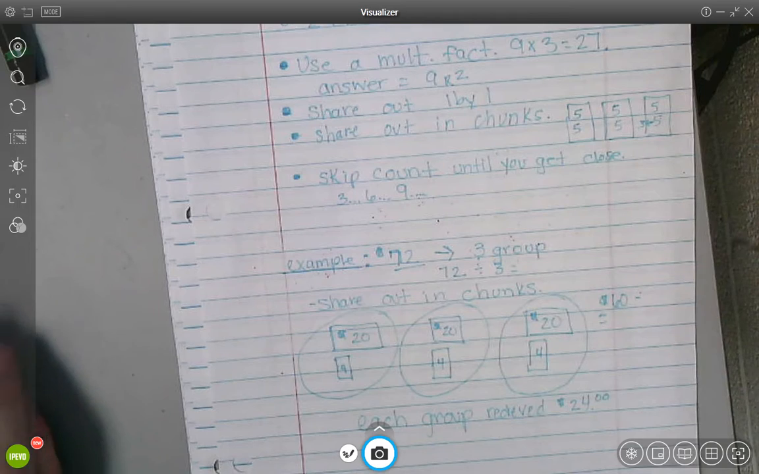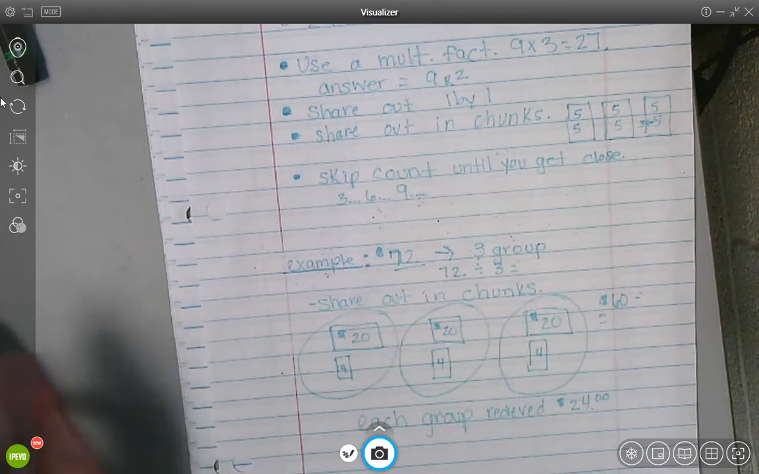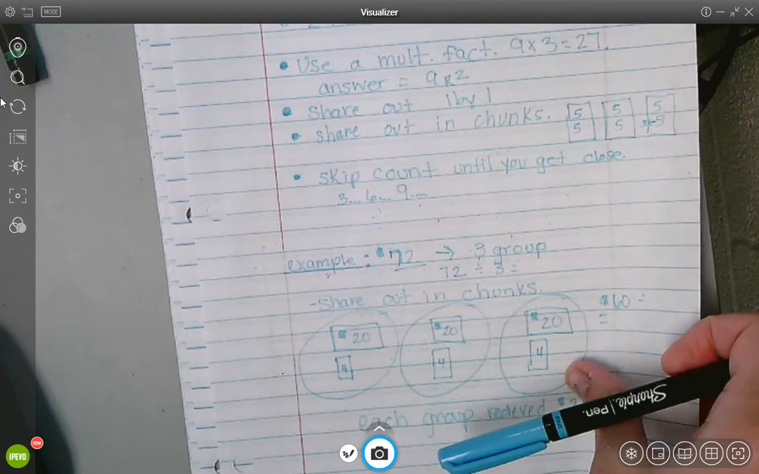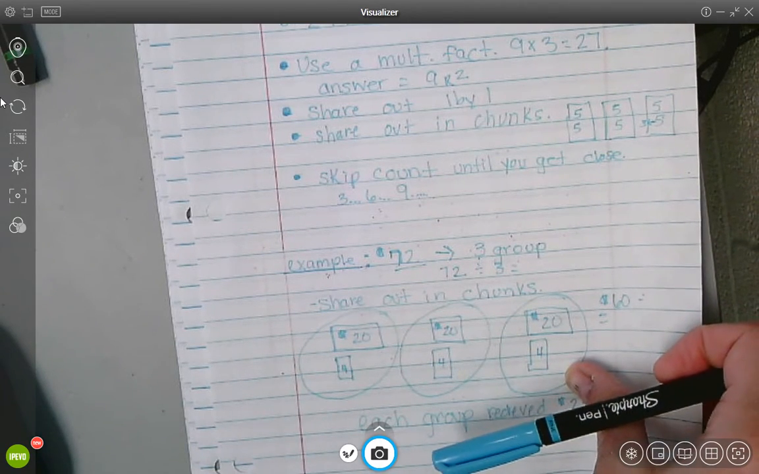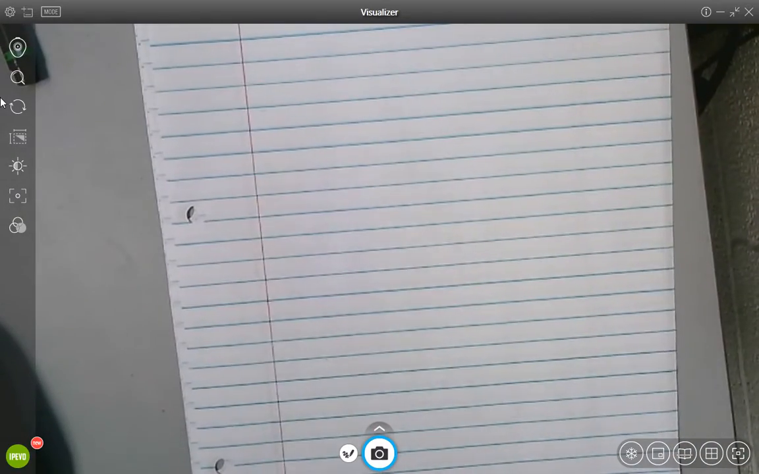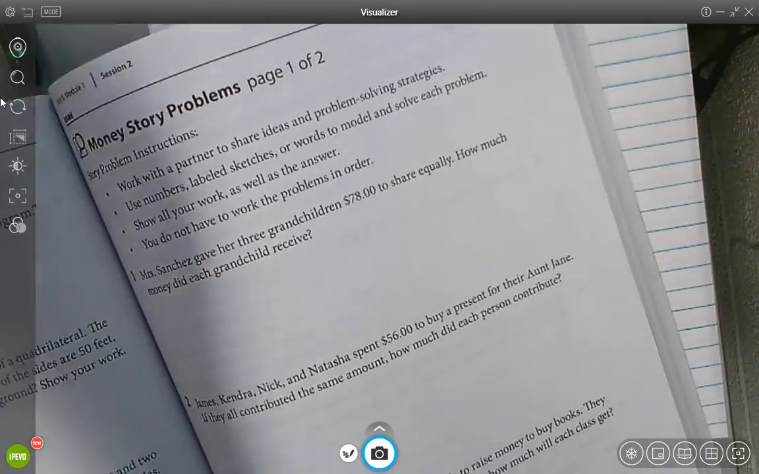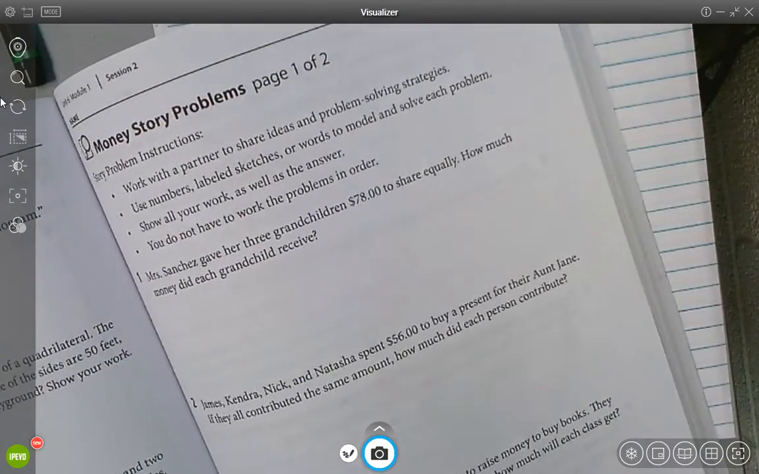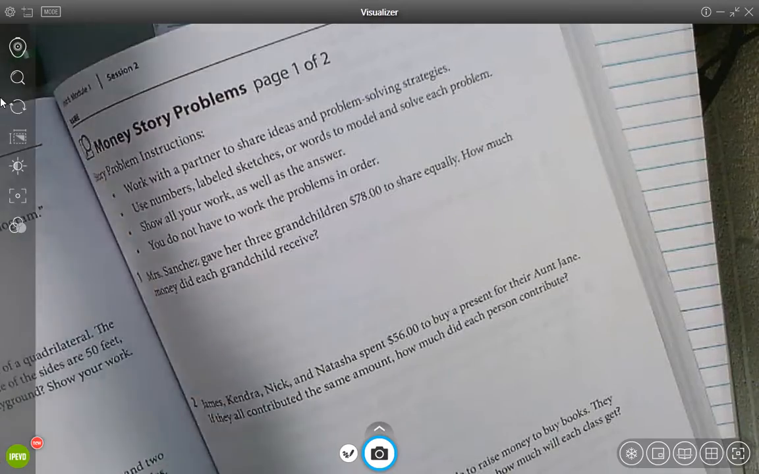All right. So we're going to move on to page 211 in your book. It's called Money Story Problems. 211 in your book. Sorry, I'm going to move my keyboard here.